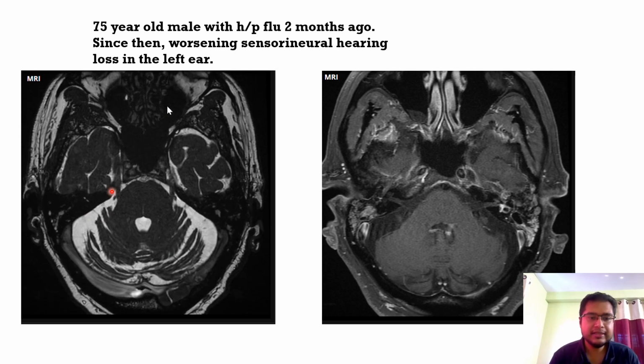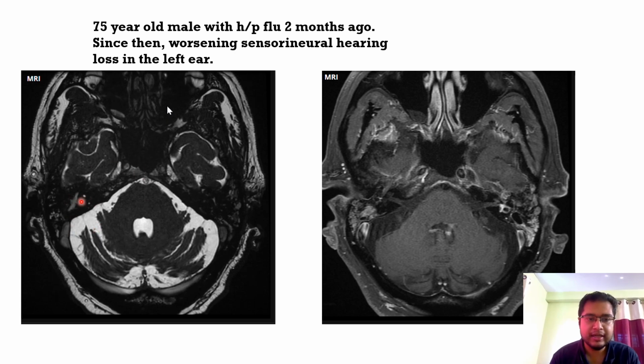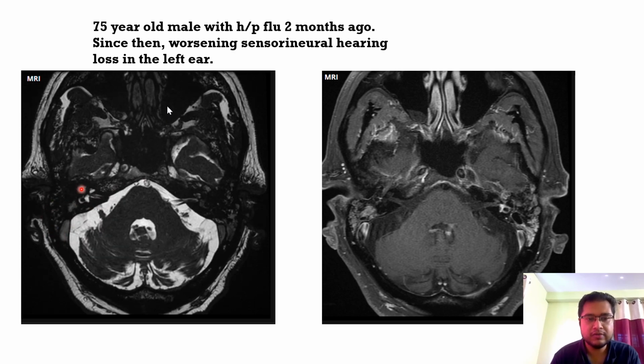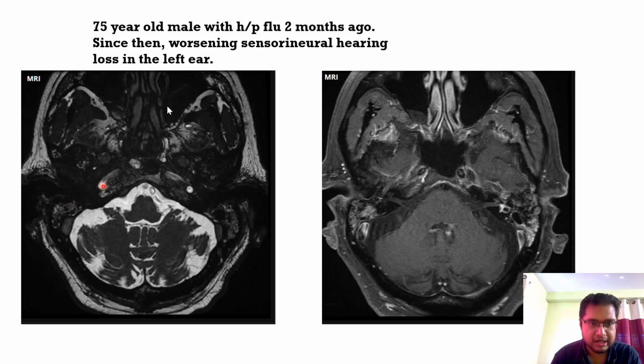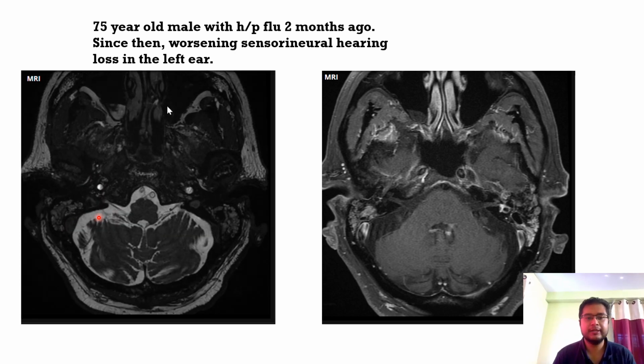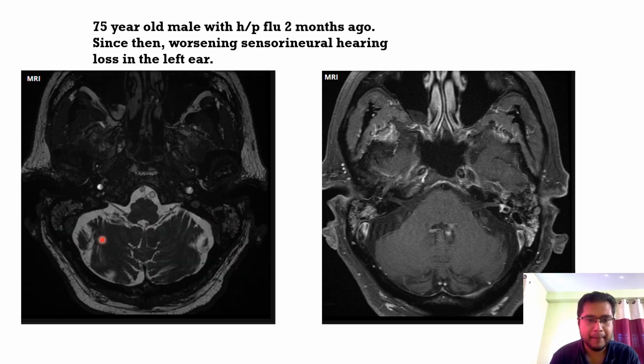So comparing, these are the CISS or FIESTA sequences, heavily weighted T2 sequences where the inner ear structures will appear hyperintense because of the endolymph and perilymph. You can see this particular cochlea and the semicircular canals completely hyperintense on the right side. And there is T2 hyperintense mastoiditis as well that is seen bilaterally.